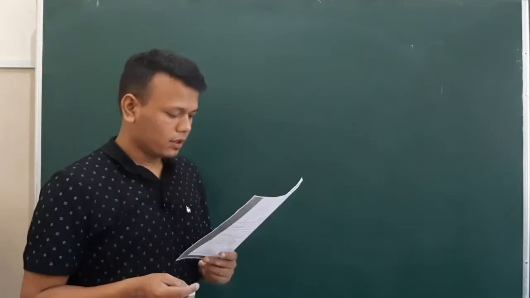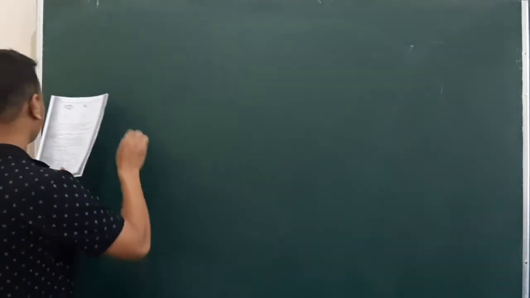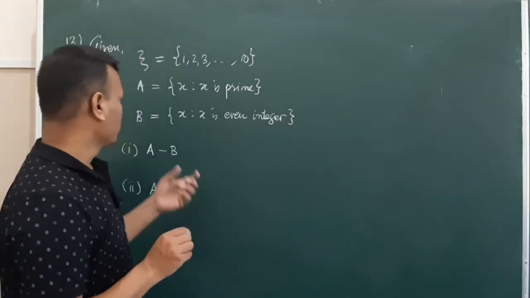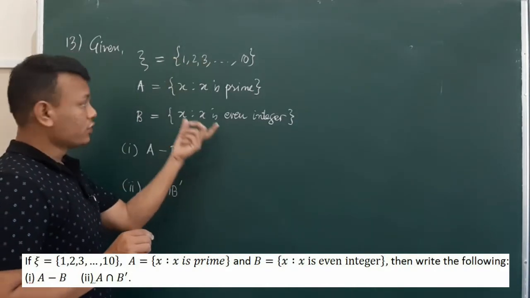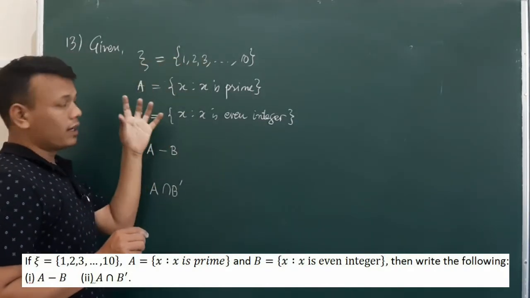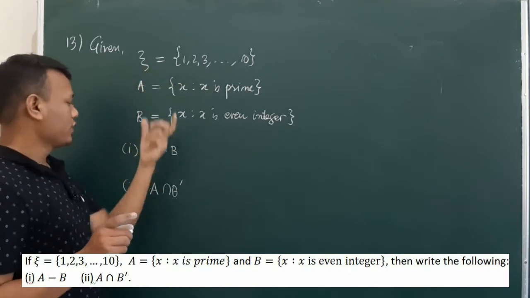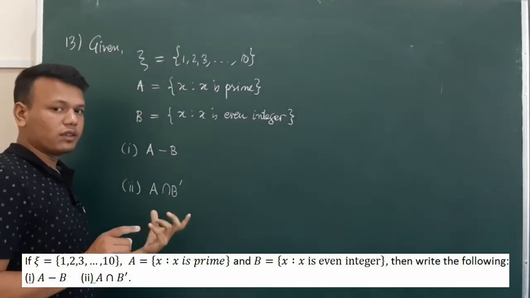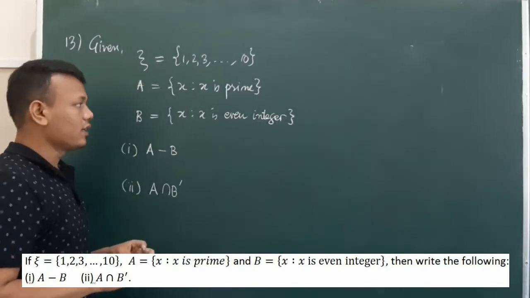Let's take question number 13. Question 13 says the universal set is given to be the set with elements 1, 2, 3 till 10. Let me note down the sets given to us. These are the sets given to us. This is my universal set and A and B are subsets of this universal set. We need to calculate the values of this. Let's see how to evaluate this.